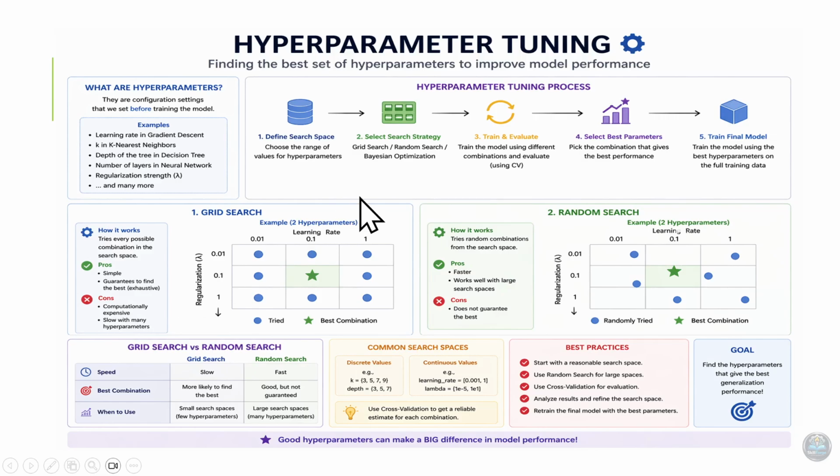So I said there are two methods for the tuning search, the first being grid search. Grid search tries all the possible combinations and it guarantees the best result, but it is slow and computationally very expensive. Then we have random search. Random search tries random combinations. It is faster and works well for large search spaces, but it may miss the absolute best combination.